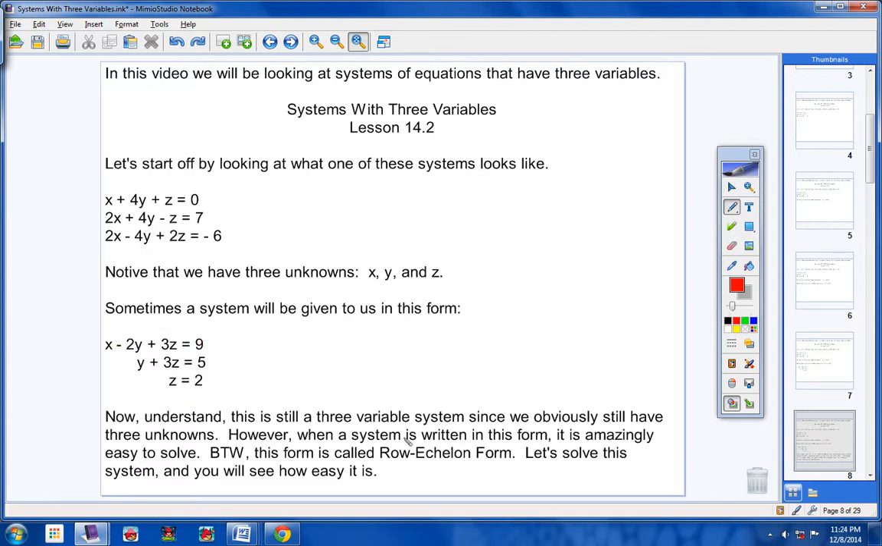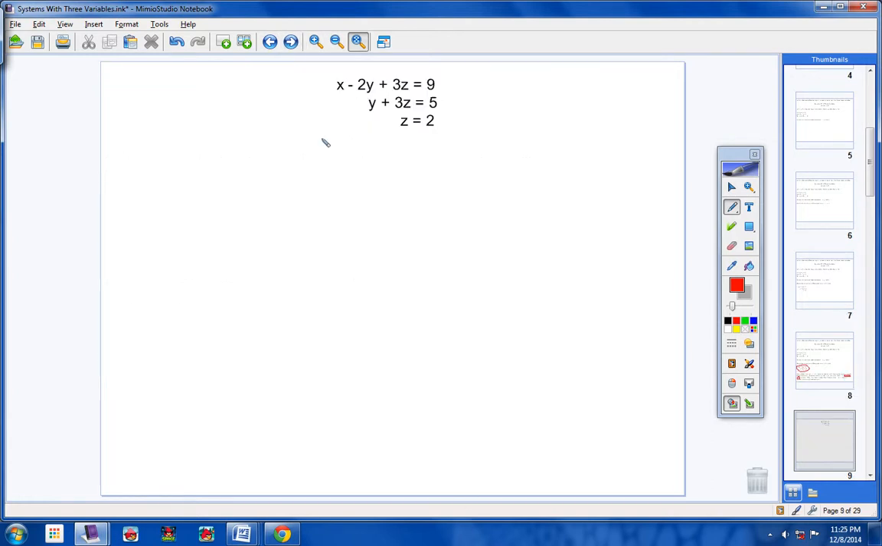However, when a system is written in this form here, it is amazingly easy to solve. And by the way, this form is called row echelon form. Let's solve this system, and you will see how easy it is to solve a system that is written in row echelon form. Here we go, take some good notes.